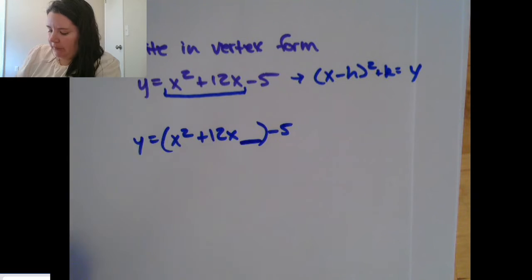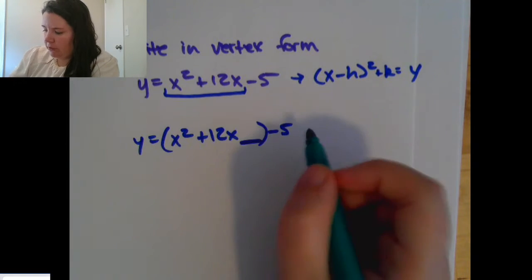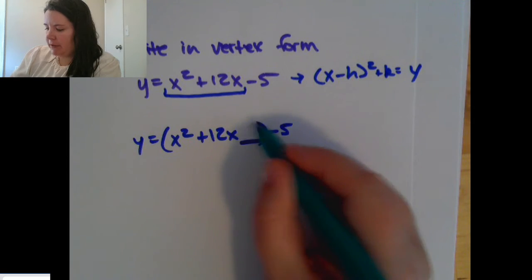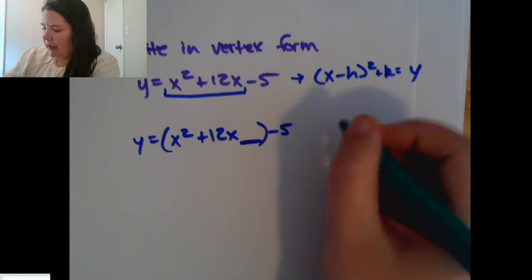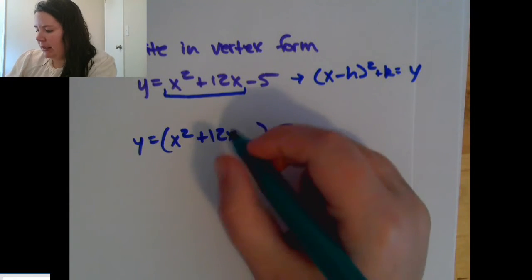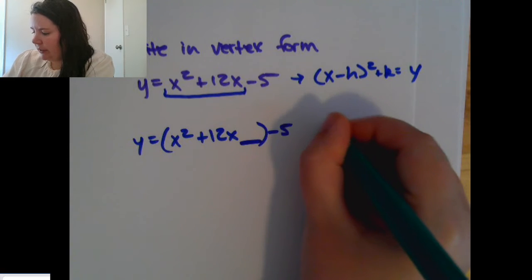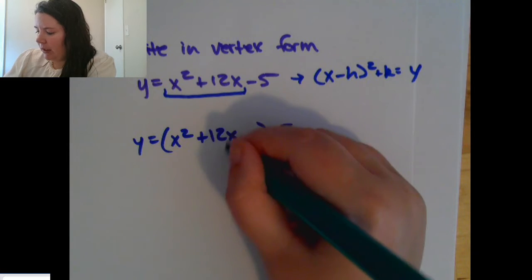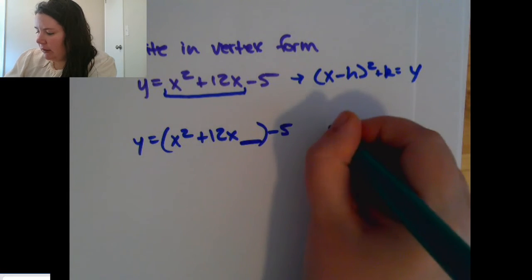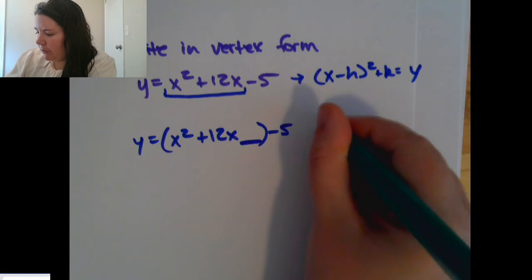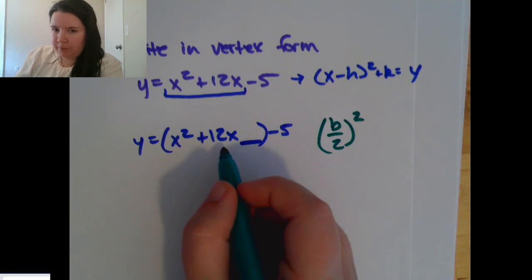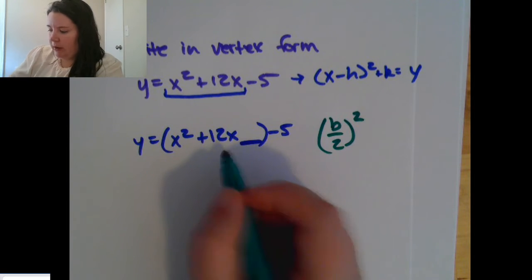And the way I'm going to do that is I'm going to cheat. I'm going to lie and say that I have something here that can make this factorable. And the easiest thing to put there is using this trick. I'm going to take my b value, or the number that's attached to x, so b. I'm going to divide that by 2 and square it. So in this case, 12 divided by 2 is 6, squared is 36.